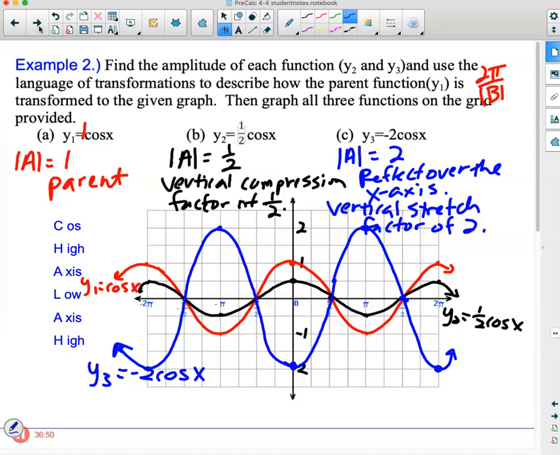So, sine is Sahala, cosine is Kahala. To help us remember, sine is axis, high, axis, low. Cosine is high, axis, low, axis, high.